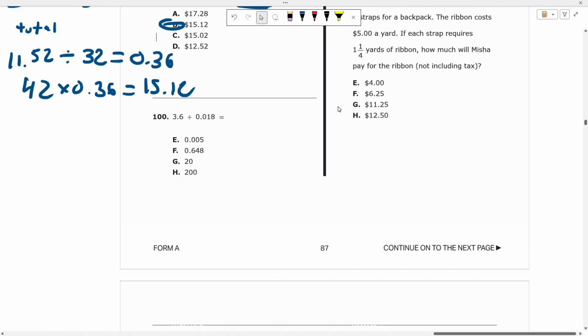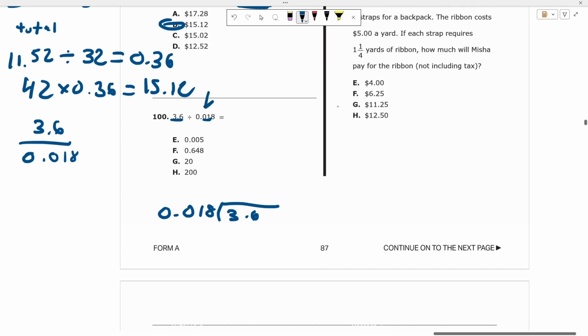Number 100 says that 3.6 divided by 0.08 is equal to what? Now, the way that you do this, if you could just look at it as a fraction, you could just do 3.6 divided by 0.018. Or in other words, how many times does 0.018 go into 3.6? Okay, that's it.